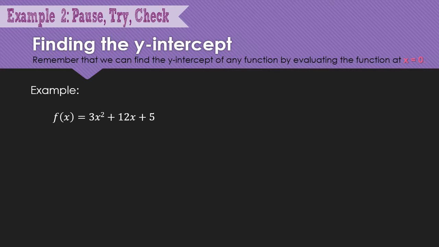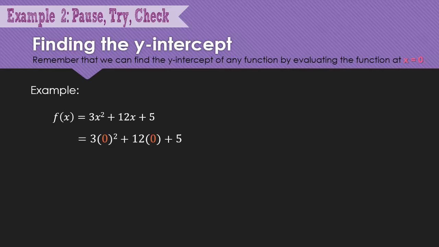So let's try one more. That would be a great time for you to pause and try this one on your own, and then you can come back and check. Okay, this is the same process. You might use my little rule that we just talked about and just look at c. That's going to be our answer, but I'm going to show you why.